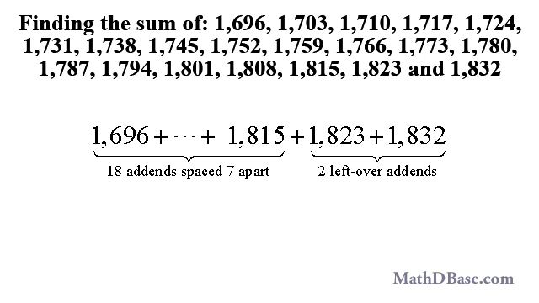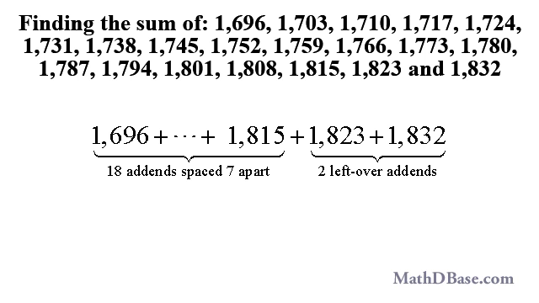As one last example, let's find the sum of the numbers 1,696, 1,703, 1,710, 1,717, 1,724, 1,731, 1,738, 1,745, 1,752, 1,759, 1,766, 1,773, 1,780, 1,787, 1,794, 1,801, 1,808, 1,815, 1,823, and 1,832.